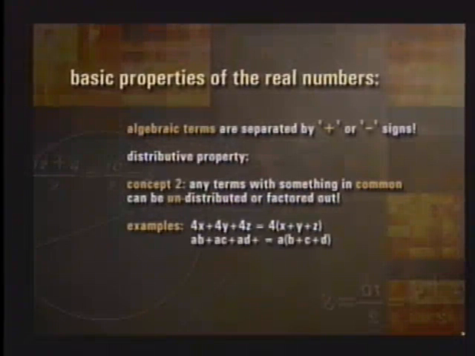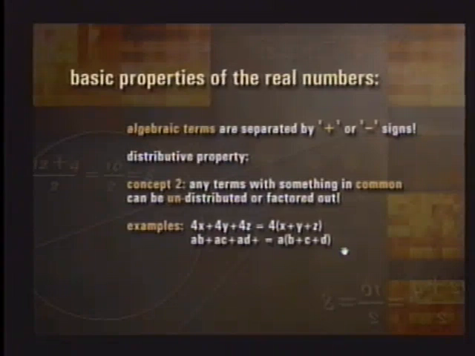All right, concept 2. Now this sometimes scares students. Any terms with something in common can be undistributed or factored out. Okay, and some examples here, we've got 4x plus 4y here. Let me bring my magic hand here into place. Here he is. 4x plus 4y plus 4z. Notice there's a common 4 we can take out, and when we take it out, we're left with x plus y plus z. So we're undistributing. All right, the second example here, ab plus ac plus ad equals, you can take the a out and notice what's left.